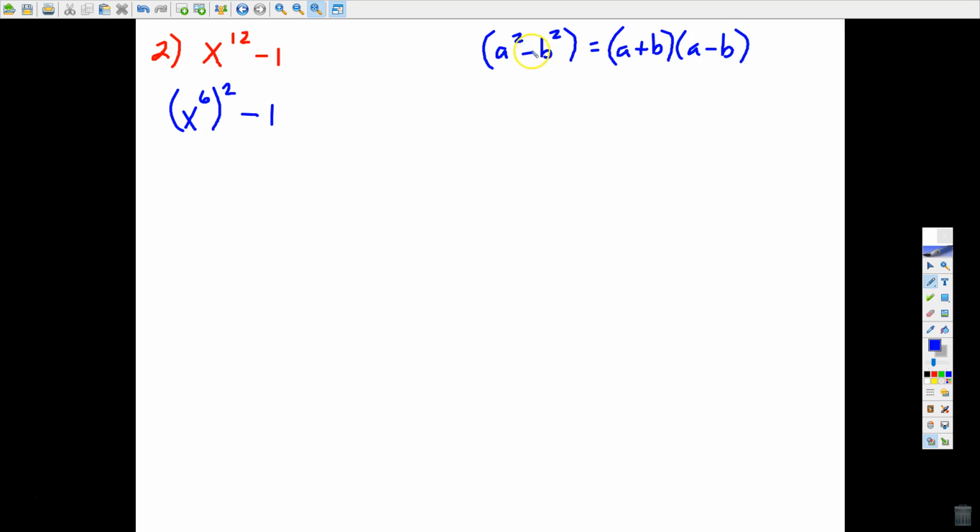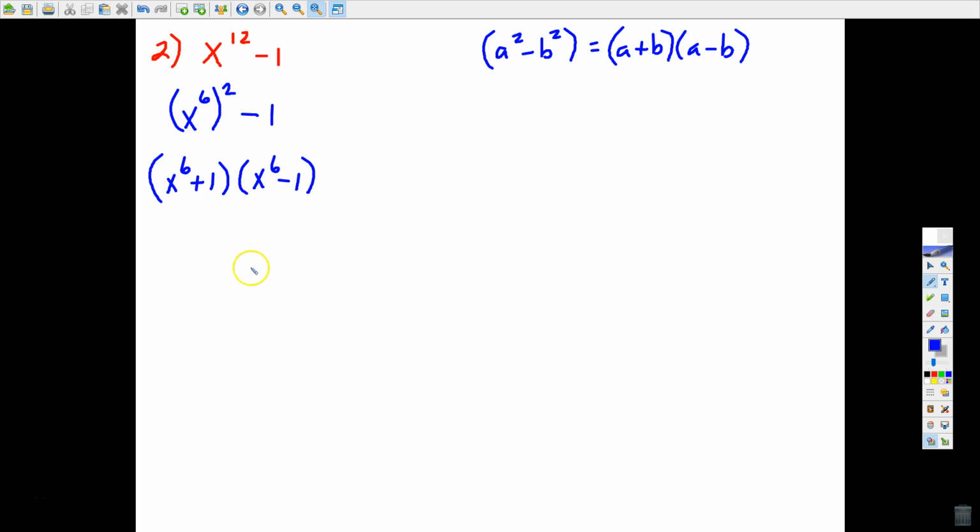You just do the square roots of each. And then one binomial will be plus, the other one minus. So I'm going to use that same line of thinking here. The term that's being squared is x to the 6th. So when I factor this difference between two squares, it's going to be x to the 6th plus 1 times x to the 6th minus 1.